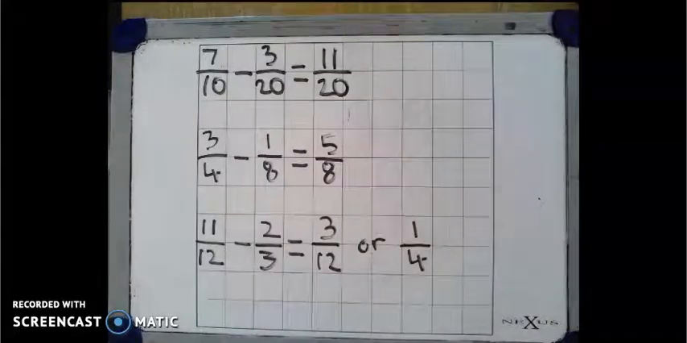7/10 subtract 3/20 is 11/20. 3/4 subtract 1/8 is 5/8. 11/12 subtract 2/3 is 3/12, or in its simplest form, 1/4.